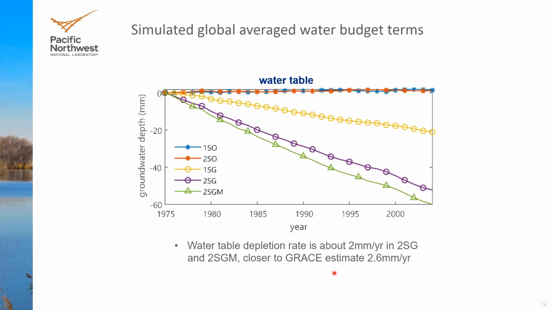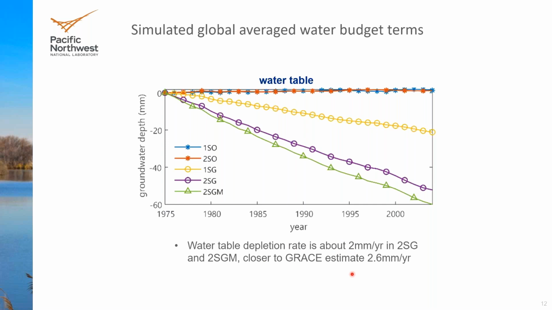Although the GRACE estimation started after our evaluation period, since we considered that more irrigation is needed in the future, after year 2000, we would probably see a higher water table depletion rate in the GRACE observation period, actually.